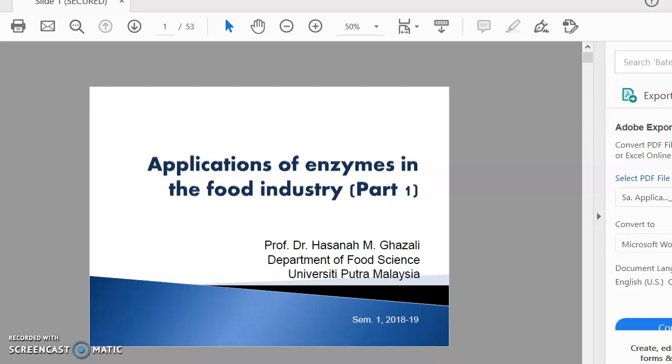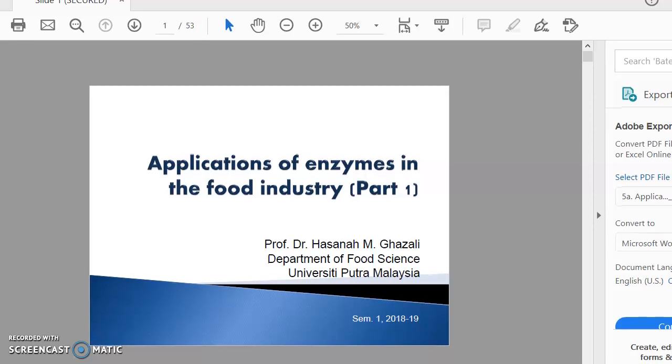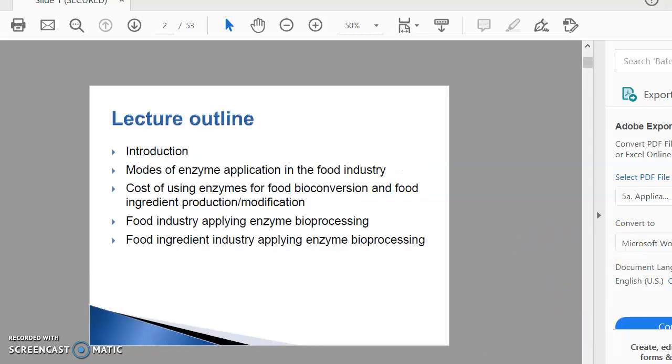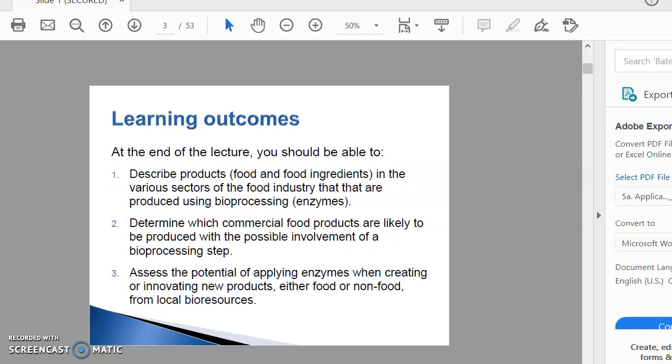So our topic today is application of enzymes in the food industry. Our learning outcome for the first one is to describe the product, for example, how cheese is produced using what enzymes. Second is to determine which commercial food are likely to be produced, for example, how invertase can be used to improve the baking products.